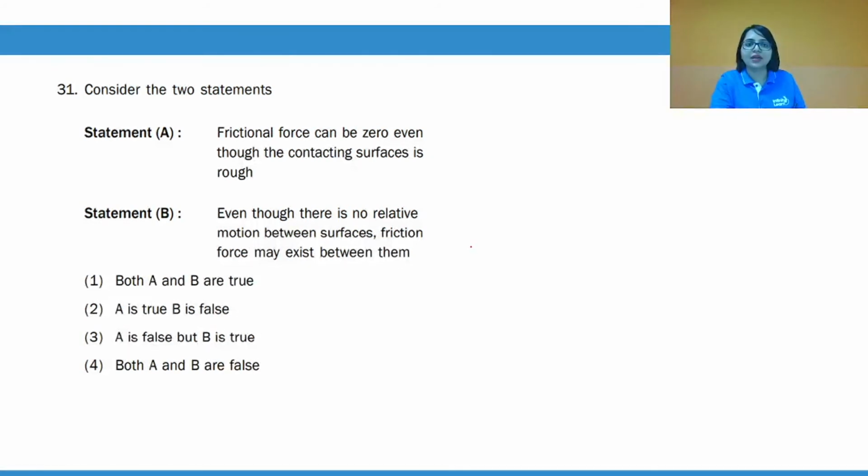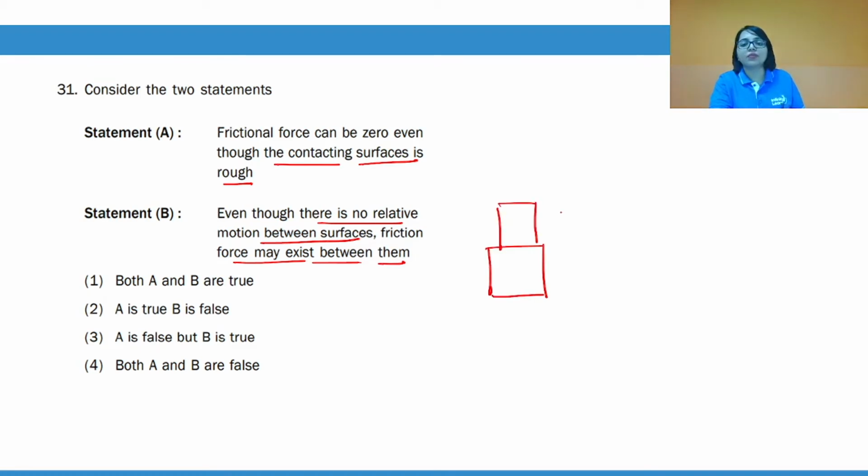Question number 31. Friction force can be zero even though the contacting surfaces are rough. Yes. If there is no sliding tendency of the body, then friction force can be zero. Even though there is no relative motion between surfaces, friction force may exist between them. Yes, like in a two block system, if these two blocks are moving together, right, then friction force may exist between these two surfaces. So this statement is also true. So correct answer is option 1. Both A and B are true.